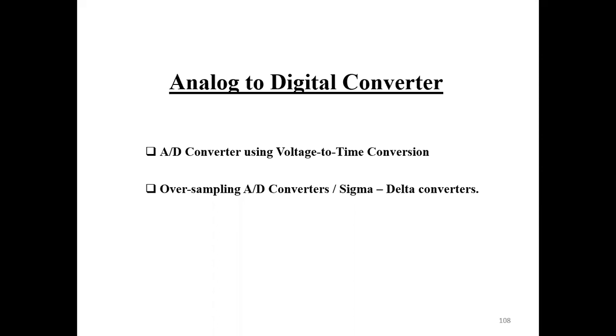Last class we discussed the single slope and dual slope ADC and its types. Now we are going to see about the A to D using voltage to time conversion and oversampling ADC, that is called the sigma delta converters.